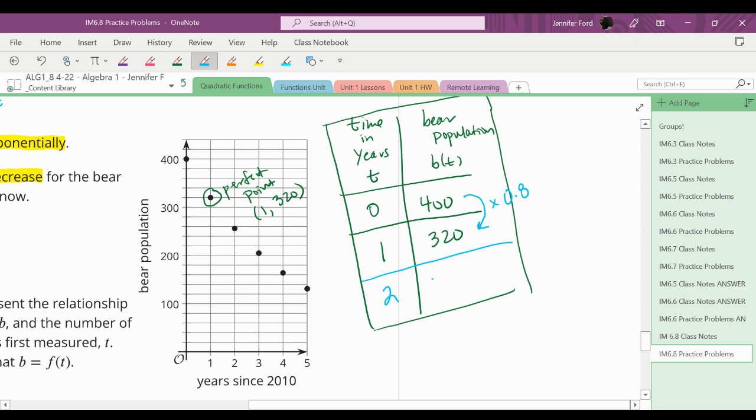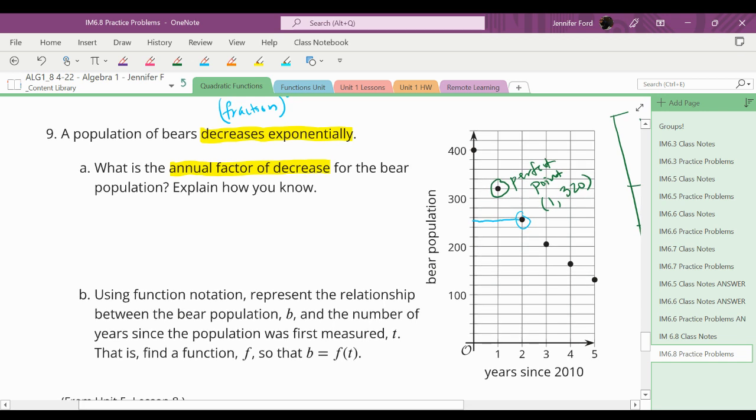So 320 times 0.8, using a calculator, I get 262.4. Does this number seem close to 262? Yeah, I think it does. It's a little bit under that, but it's close enough. Okay. All right. So my annual factor of decrease is 0.8 or 4/5.